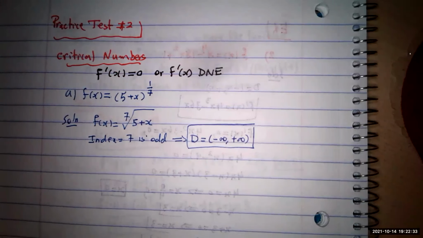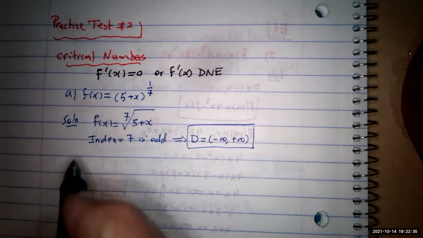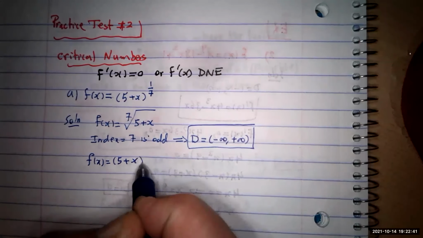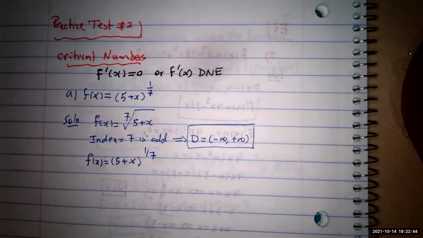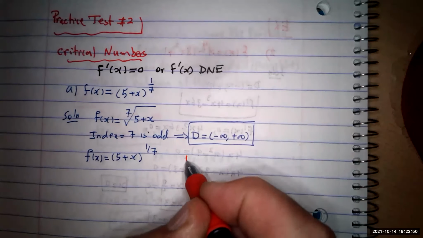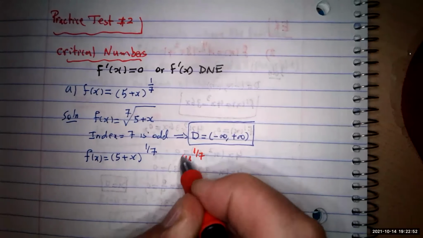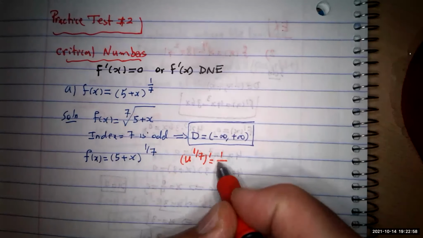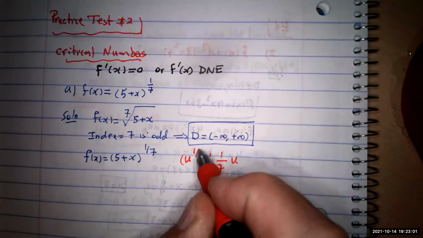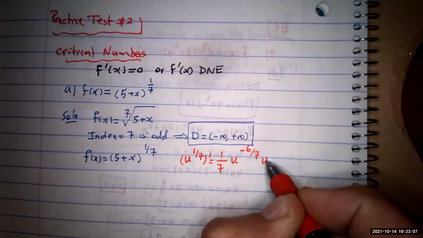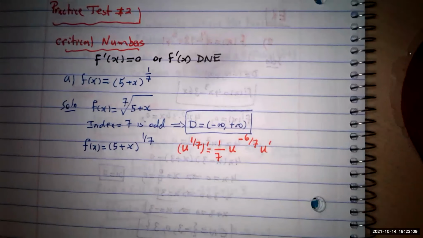Now we differentiate this function. f of x equal to 5 plus x to the 1/7. If you want to differentiate it, you have to use the chain rule because this is of the form u to the 1/7. You differentiate it: you bring the power down, it's going to be 1/7 times u to the 1/7 minus 1, which is negative 6/7, times u prime. It's nice to remind yourself that this is going to be your formula.